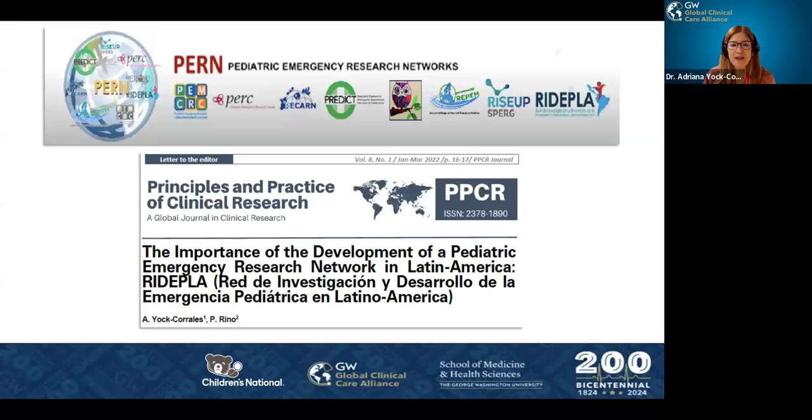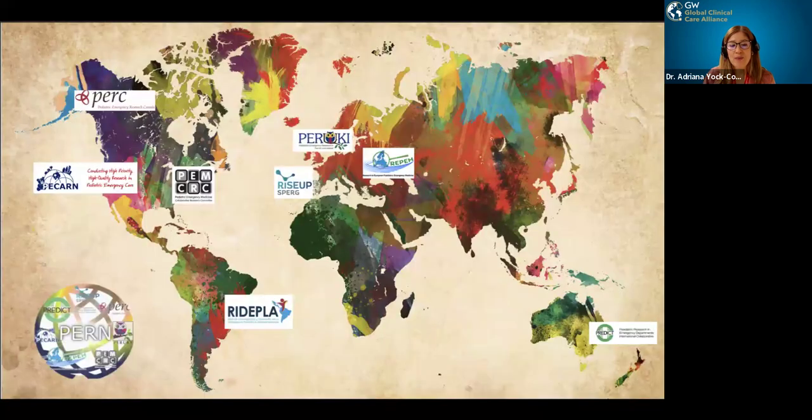As you can see here, PERN, the Pediatric Emergency Research Network, has networks from 6 of the 8 World Health Organization regions. That is important because we collaborate in studies with Canada, the United States, Europe, Australia, New Zealand, and Spain, and it gives us more visibility in terms of evidence-based information about what we are doing in our pediatric emergency medicine departments.